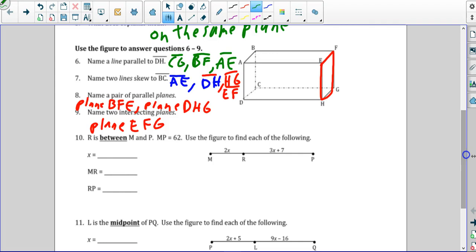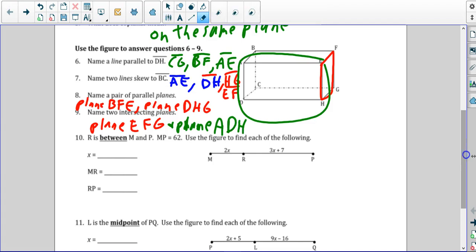So I'm going to choose, how about the front? Okay? ADH. I can spell plane, I really can. There you go. Plane ADH.